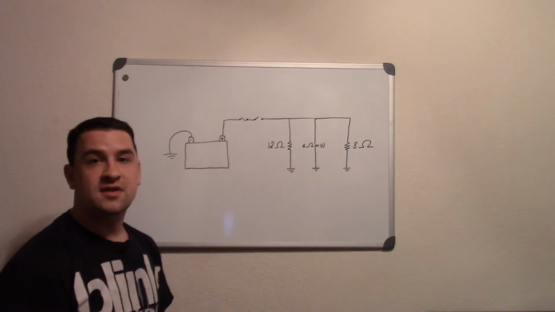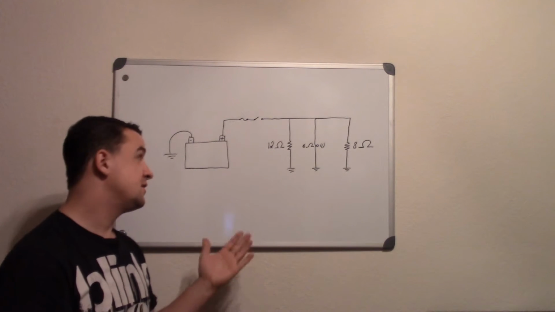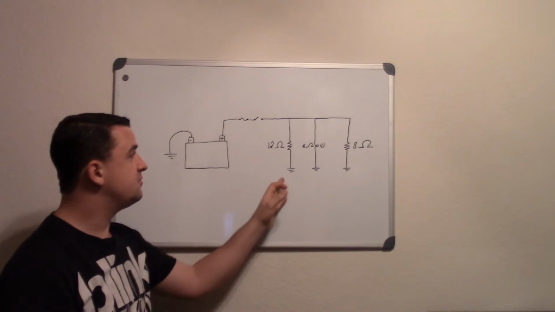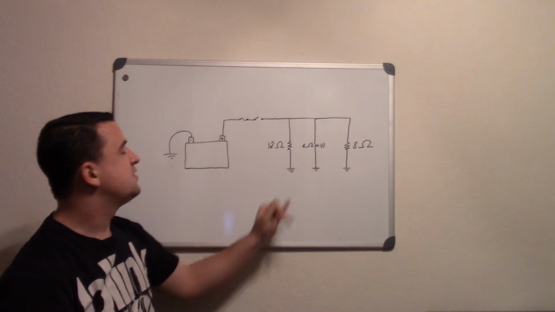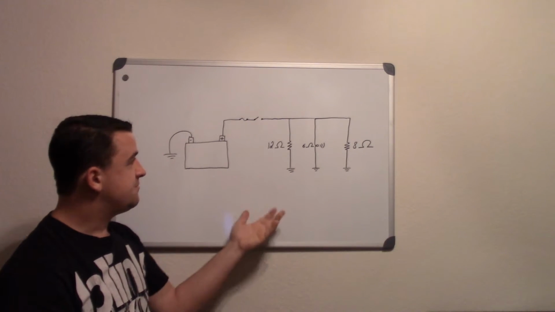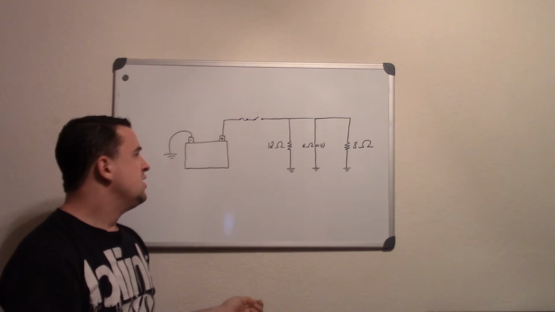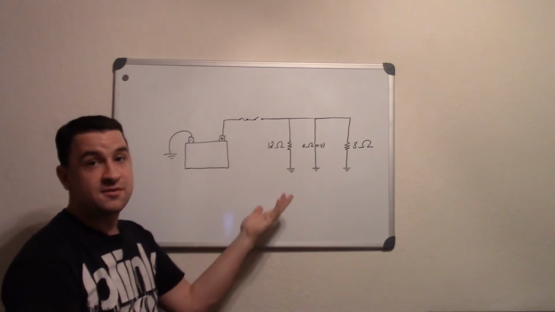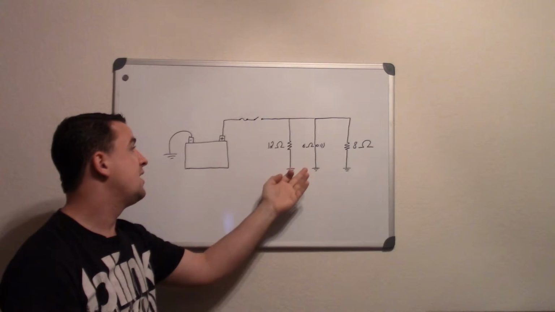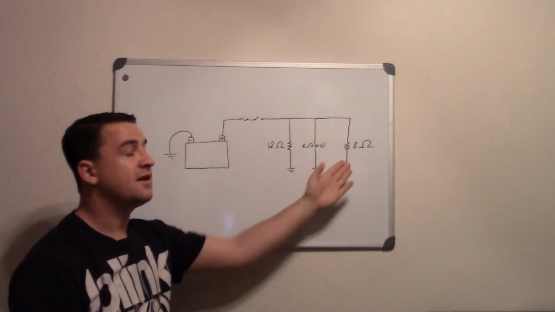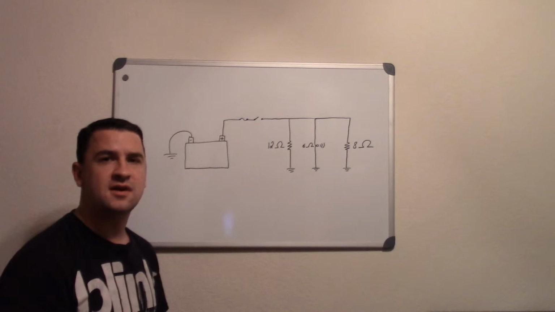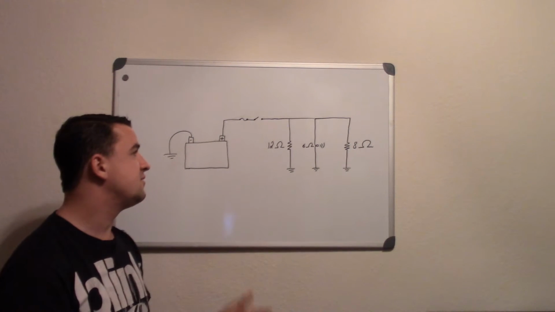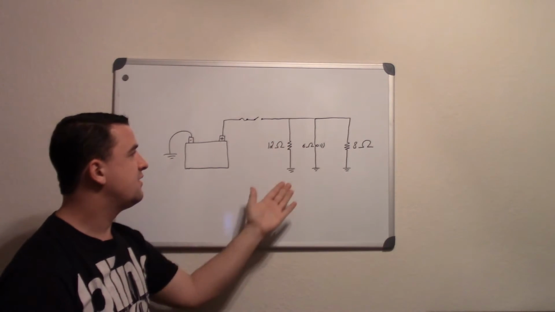Also, another unique thing that makes a difference in a parallel circuit compared to a series circuit is that the current will be different in each branch, and that's dependent on the resistor. So in this branch you may have maybe 2 amps of current, this one you may have 4 amps, and this one you may have 5 amps. That's what makes a parallel circuit different. You can have different currents depending on the resistance and the voltage that you have available to it.